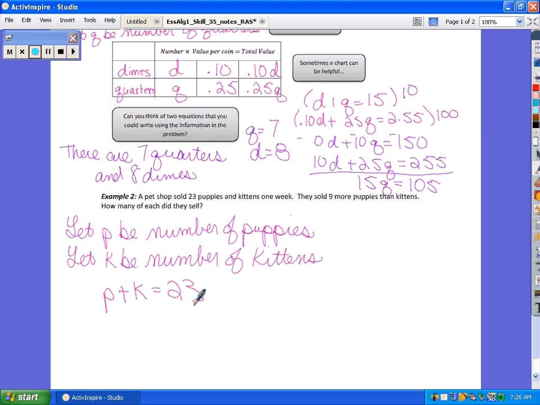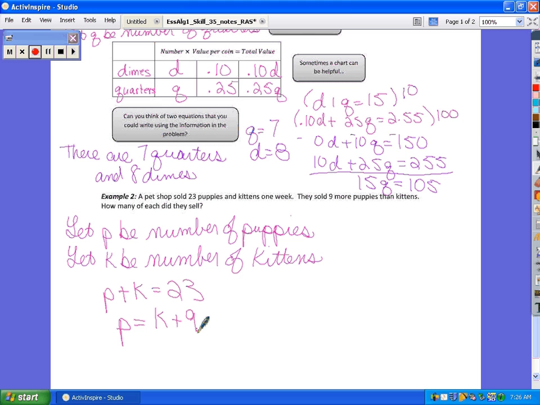Now, the next one is a little bit harder because it says there are 9 more puppies than kittens. And this equation is puppies equals kittens plus 9. And at first thought, you may think you need to add the 9 to the puppies because it says 9 more. But if you think about it, there are more puppies, so the only way to get that is to add the 9 to the K.